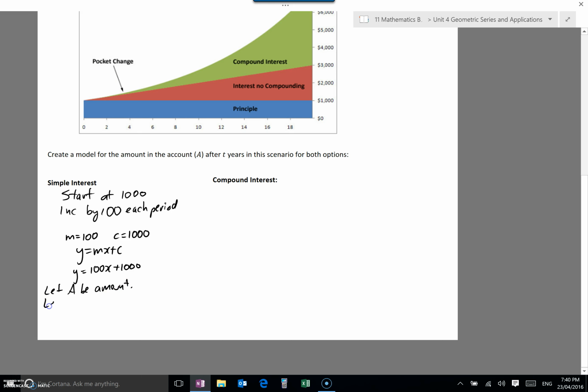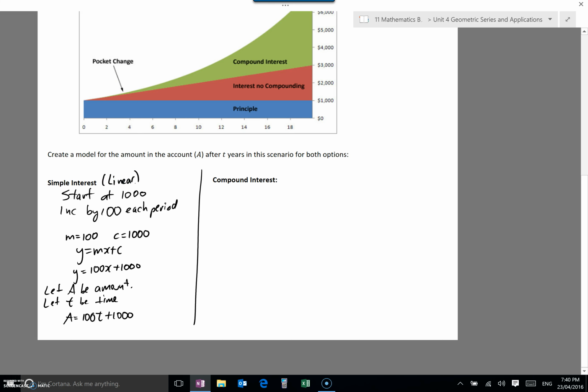let t be the time. And we should be comfortable with a model that looks like this, with A's and T's instead of Y's and X's. Really important that we define our variables. That's a linear model.